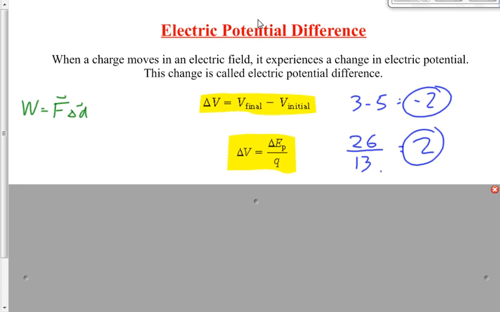But in the context of electricity, we established this a few minutes ago. The force would be the electric force, and that would be Q times E, right? E is equal to F over Q. Rearrange it to solve for F, it's Q times E. So we're going to replace F with Q times E.